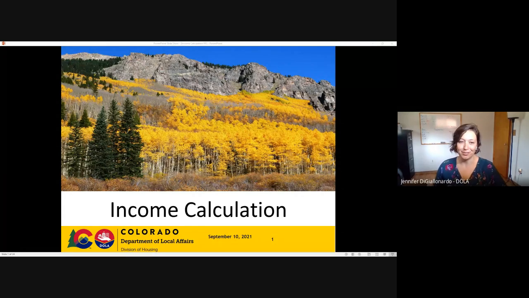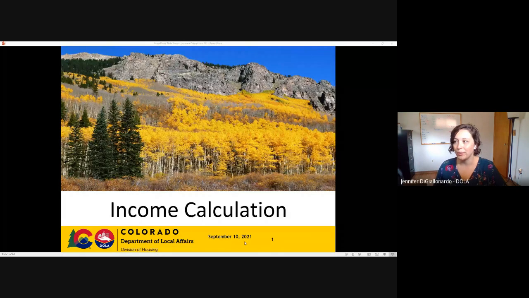As she mentioned, my name is Jennifer DiGianardo, and I'm joined by Alston Kilgore. We are both asset managers for the Colorado Division of Housing, the Office of Housing, Finance, and Sustainability. We're going to cover income calculation today.